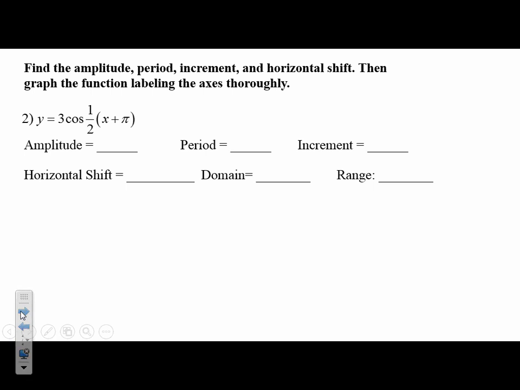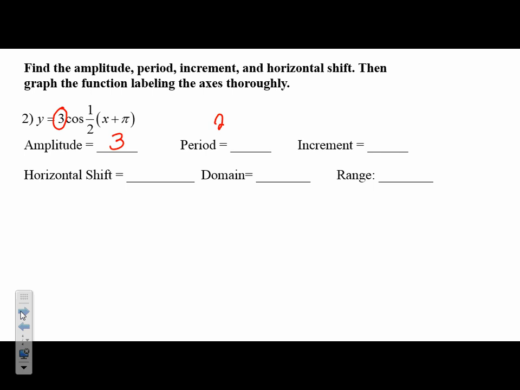We need to find the amplitude, period, increment, and horizontal shift. So we're going to fill in all these blanks, making sure we label accurately and thoroughly. Labels are very important. You need to make sure your labels are there. So when I look at this equation, the amplitude in front would be 3. So the maximum height of the wave is 3.